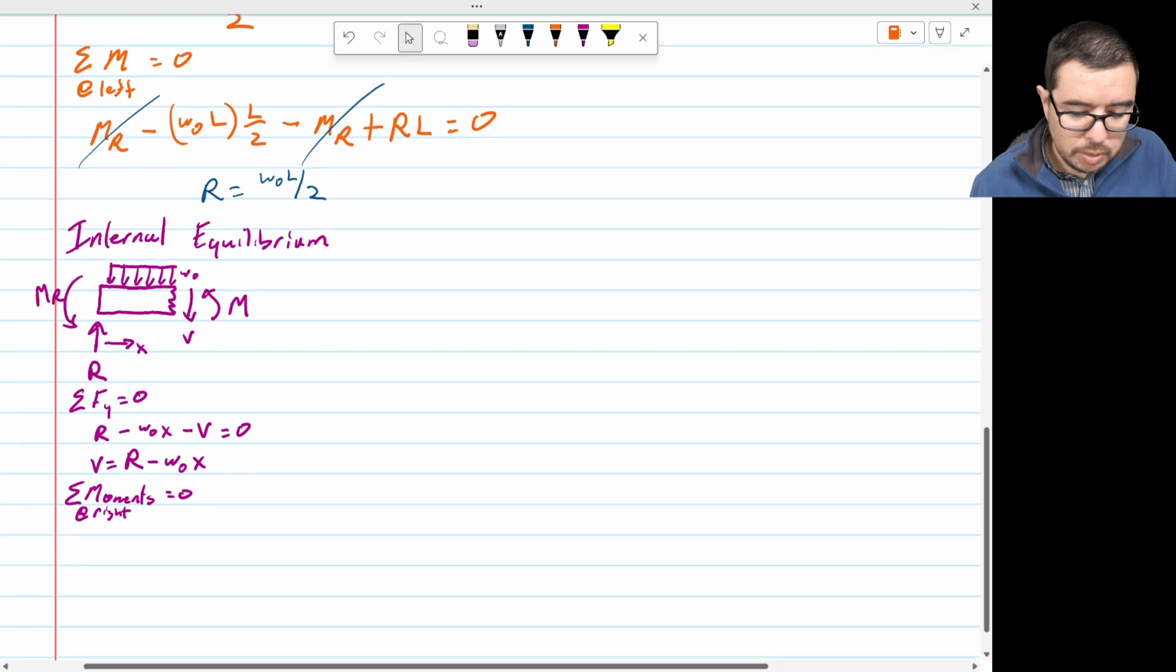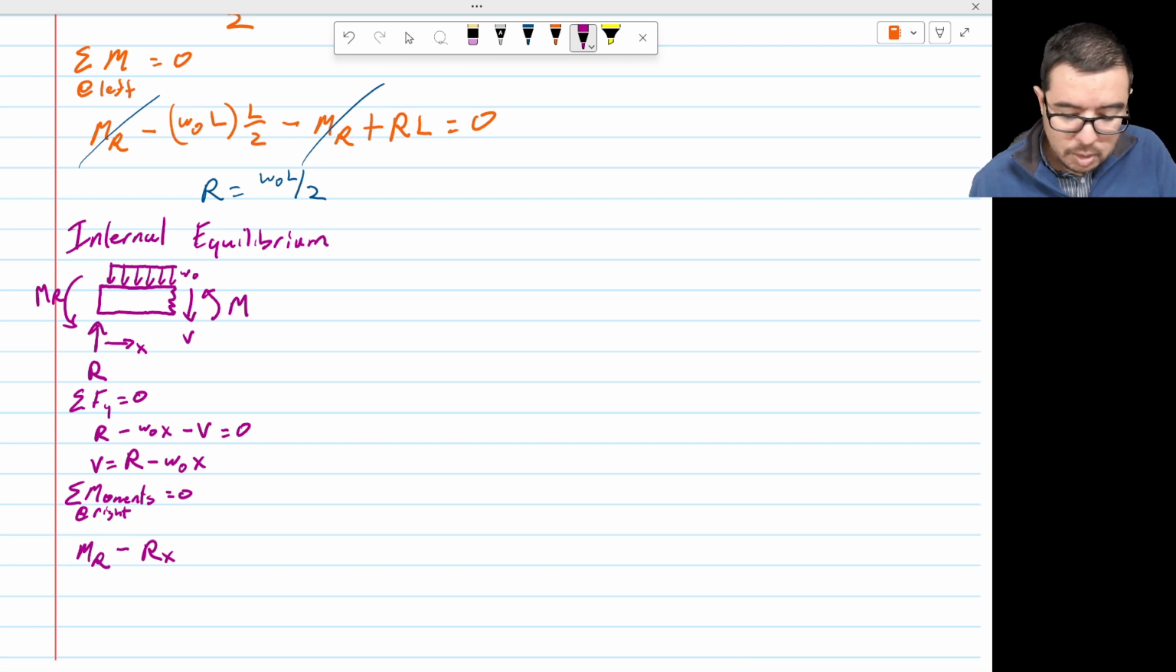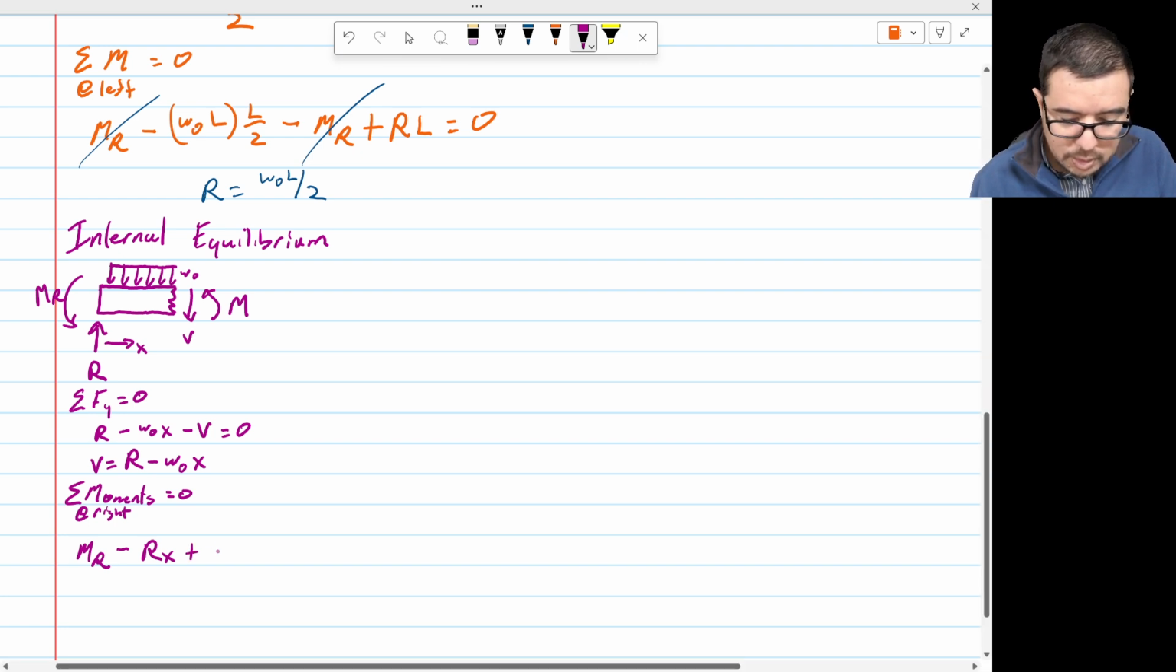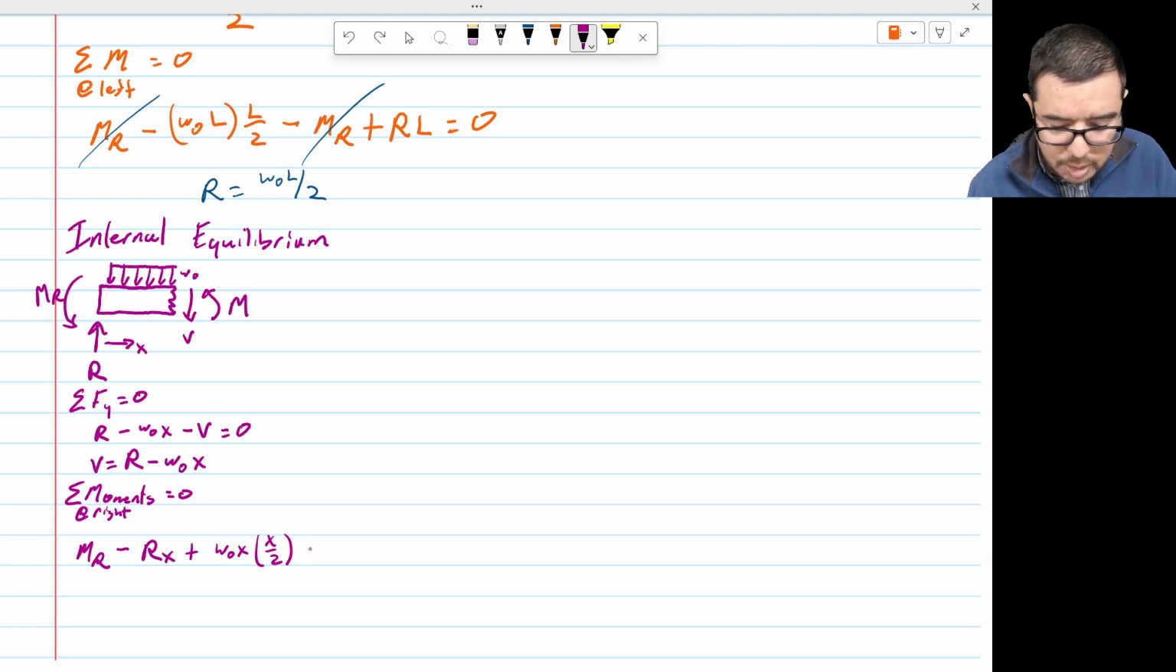Okay. So when we have that, we can write out that we have our MR is a positive moment on the left side. We have an RX, which is going to be minus, or XR, if you will. We can say that V is not going to be contributing anything. We can say that we have a positive W naught X acting at X over 2, right? That's acting effectively there. So I'm just going to take that out. And then we have our positive moment internal, okay?